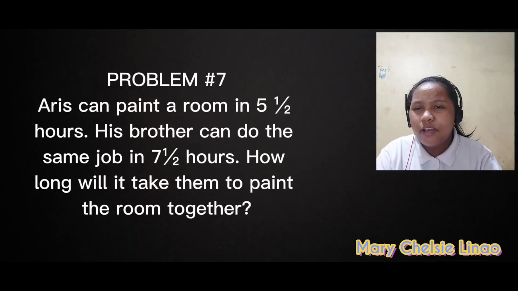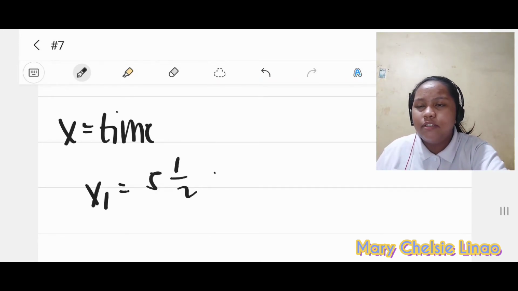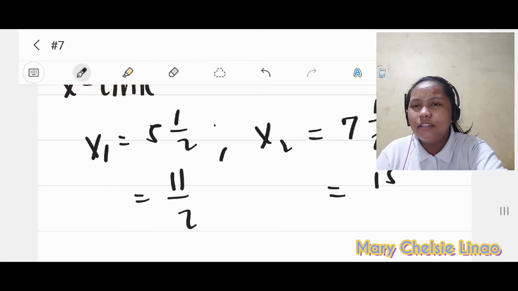Same job in 7.5 hours. How long will it take for them to paint the room together? For the equation of this problem, x is the time, and x sub 1 is equal to 5.5 hours while x sub 2 is equal to 7.5 hours. So convert them both into improper fractions. It will become 11 over 2 and 15 over 2.